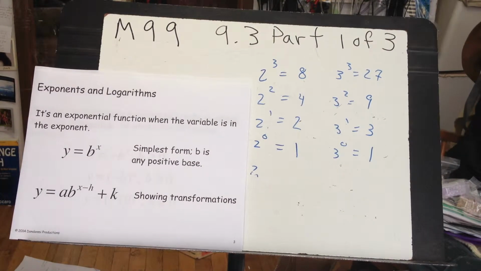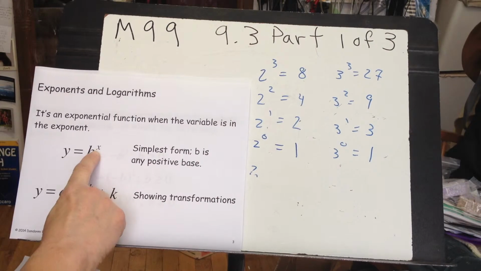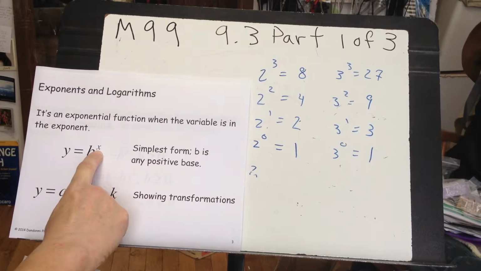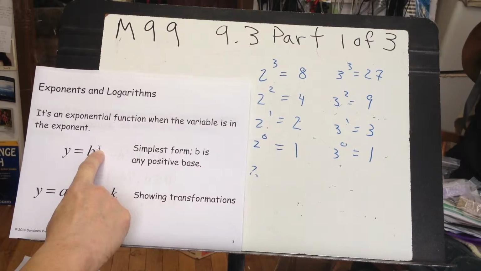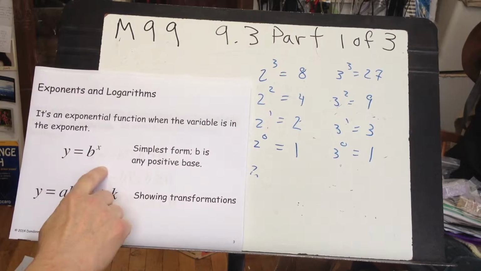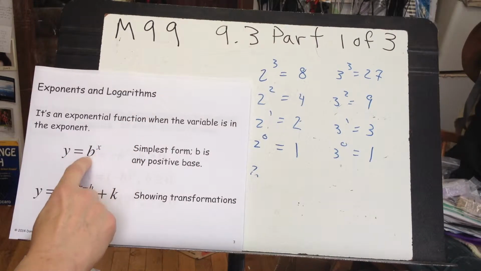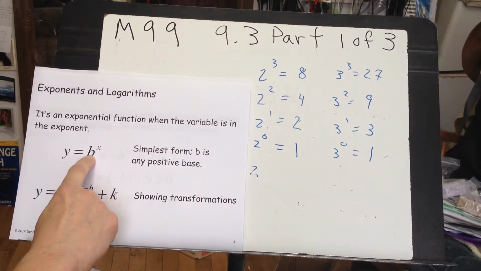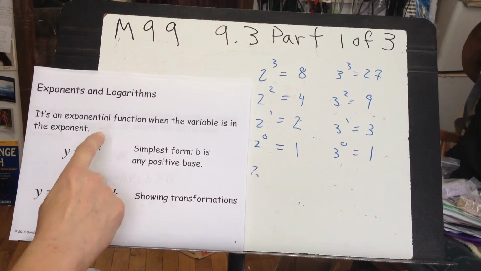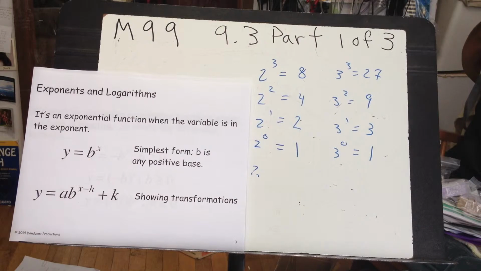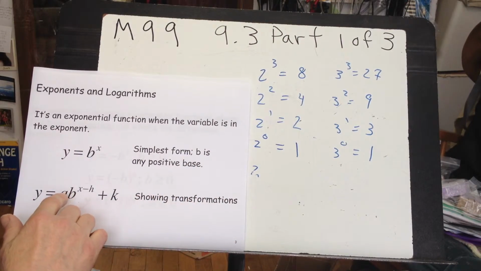All right, exponents and logarithms. Now, we've covered this question. You know it's a polynomial function when the exponents are non-negative integers. But in the case of an exponential function, you know it's an exponential when the variable x is in the exponent. So here's the simplest form with no numbers filled in, but b can be any positive number base. We won't be talking about base 1 because 1 to any power is just 1, which draws a straight line, 1 above the origin.